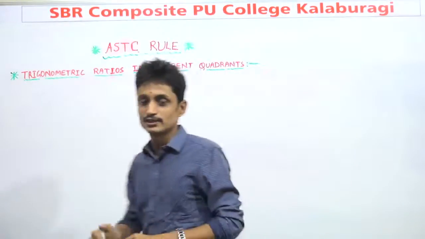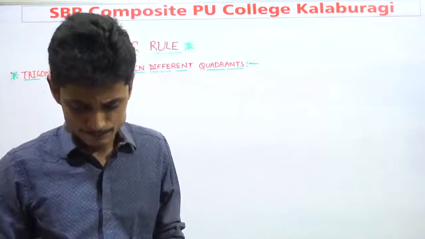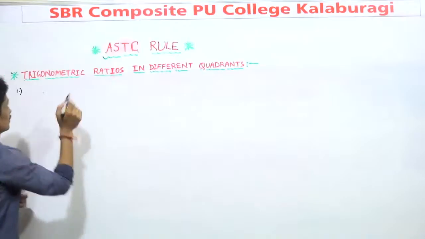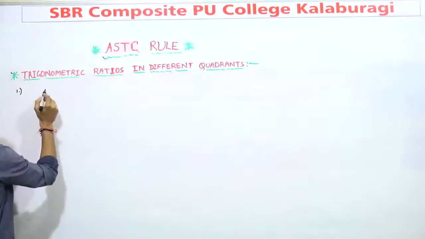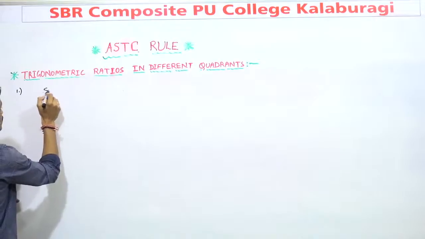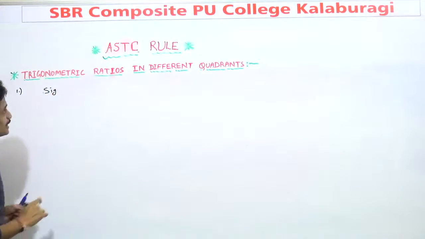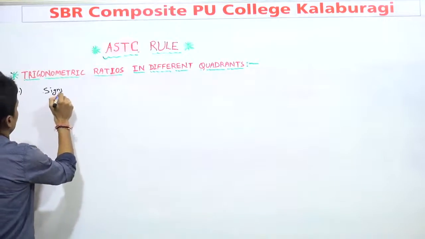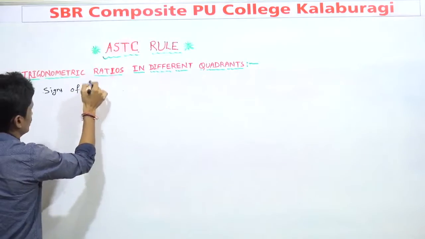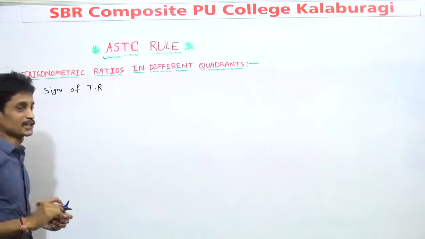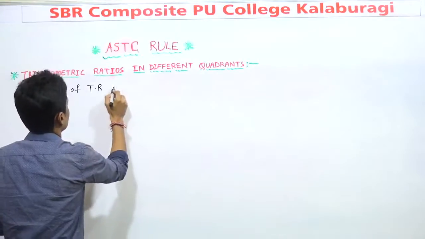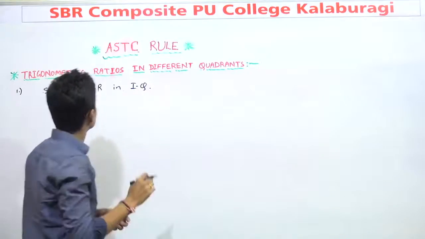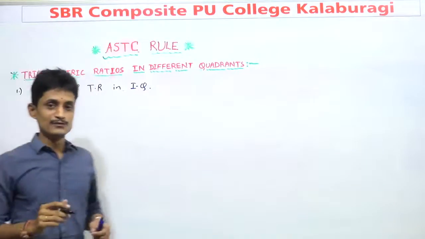So let us start with the first one. Trigonometric ratios in different quadrants. Shortly I will write trigonometric ratios. Signs of trigonometric ratios in the first quadrant.